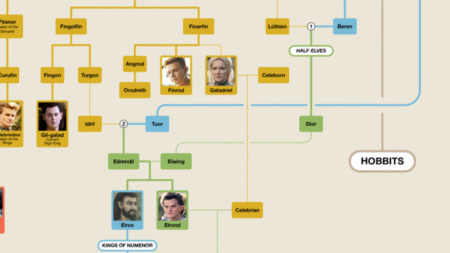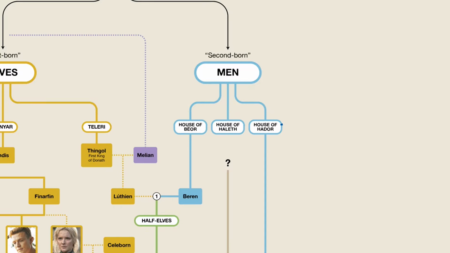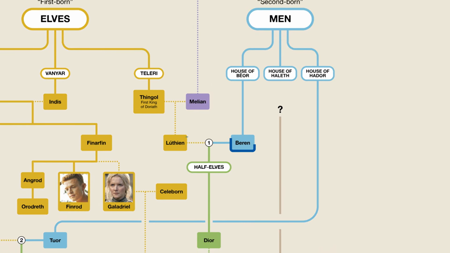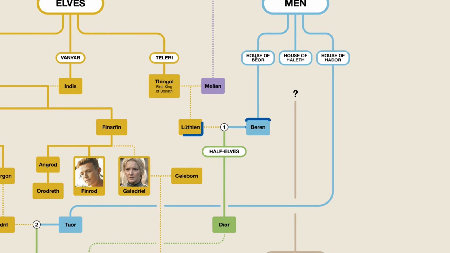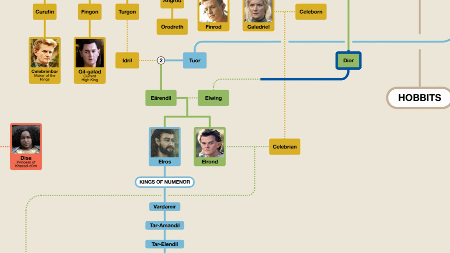And it's at this point that I should introduce the humans. Originally, there were 3 great houses of men, Beor, Haleth, and Hador. In the entire history of Middle-earth, elves and humans married only 3 times. The first union was between Beren from the house of Beor and Luthien, a Teleri elf. Together, they had a son named Dior, who had a daughter named Elwing.